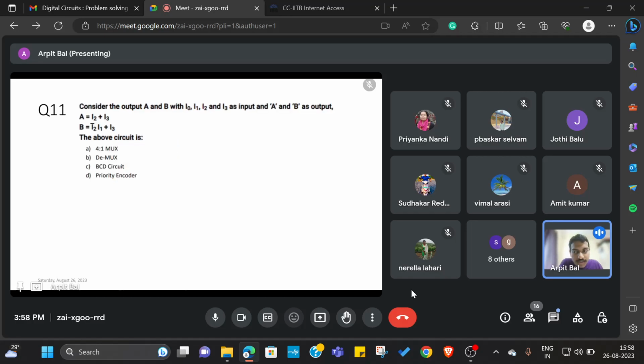Is my screen changing? Is it, or is it stuck? Yes, it is changing. Okay. Yeah. Okay.